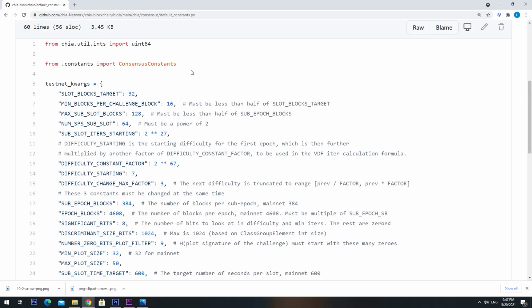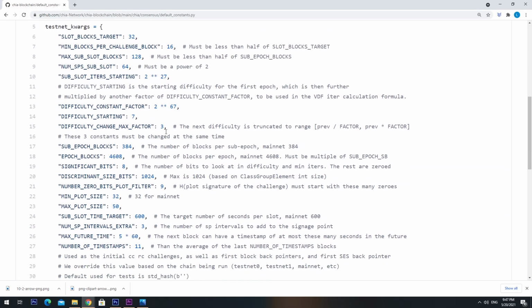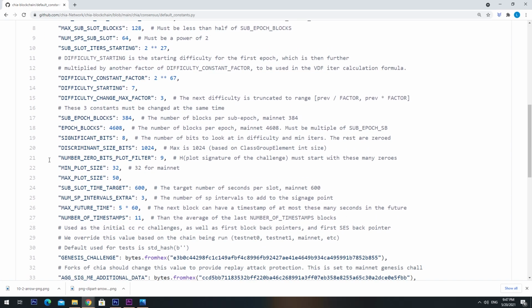So why exactly 9? This is a constant written in the code as well. Probably in the future, if developers want to increase the filter difficulty, they can increase this number. But right now, we have a rule that the first 9 bits of the hash should be zeros.